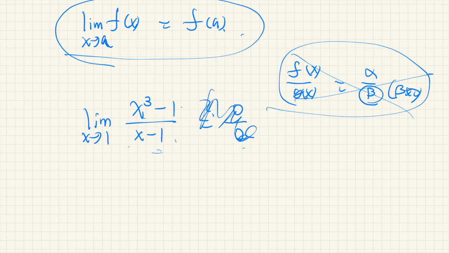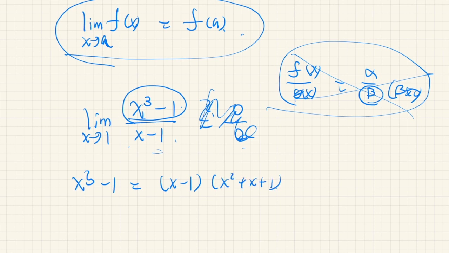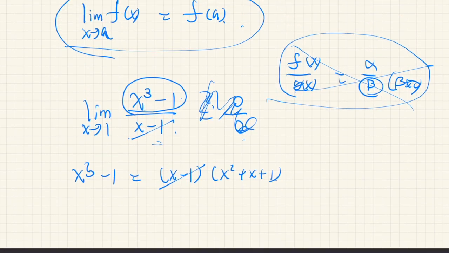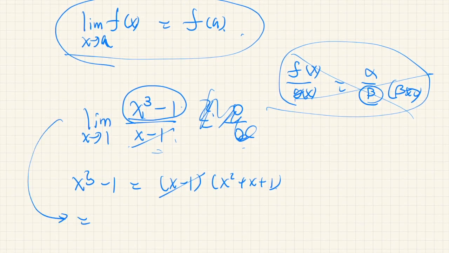So what we can do here is, luckily, factorize this. x cubed minus 1 is x minus 1 times x squared plus x plus 1. So we can cancel x minus 1 in the numerator and denominator, and what is left is the limit of x squared plus x plus 1. So x squared converges to 1, x converges to 1, and 1, of course, converges to 1, it's just a constant. So we have 3 as a result.